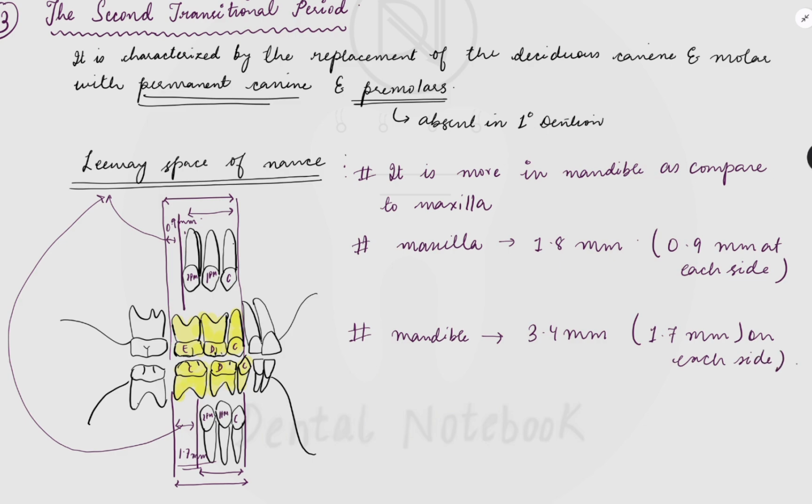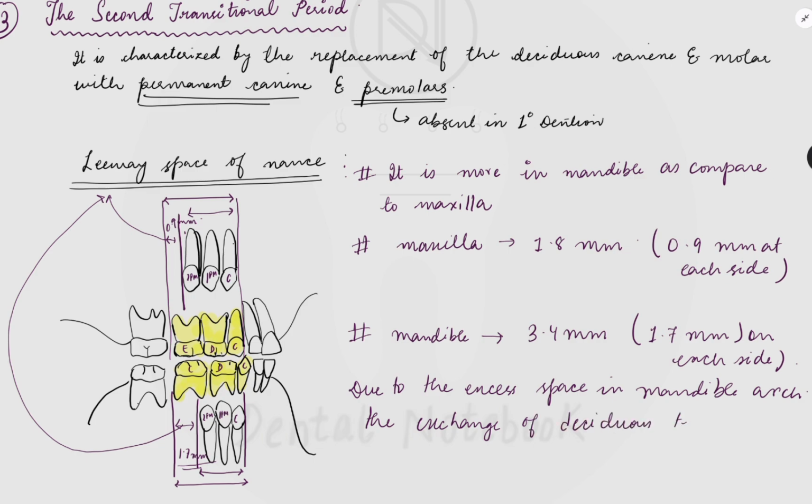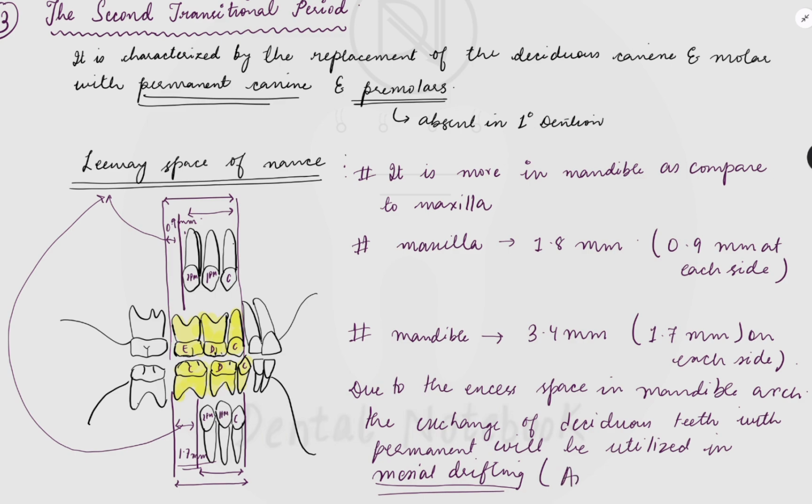Due to this excess space in the mandibular arch, the exchange of deciduous teeth with permanent teeth will be utilized in mesial drifting, and the teeth will achieve Angle's class 1 molar relation.